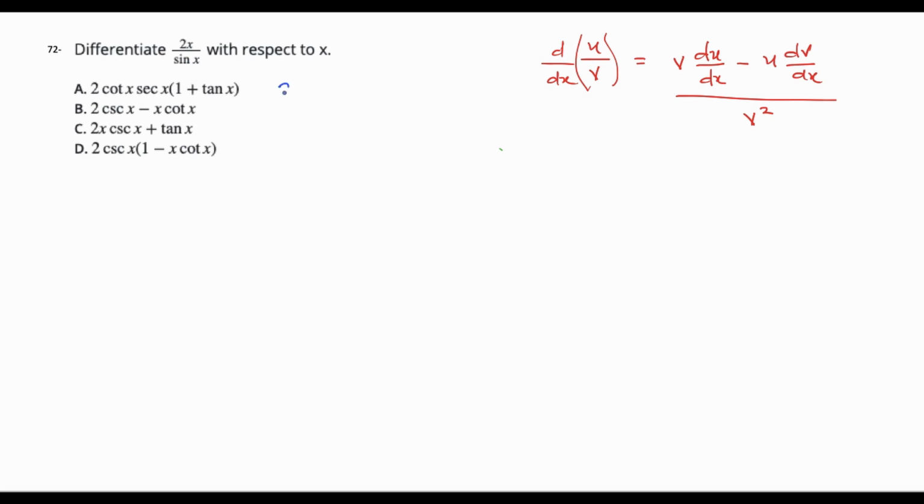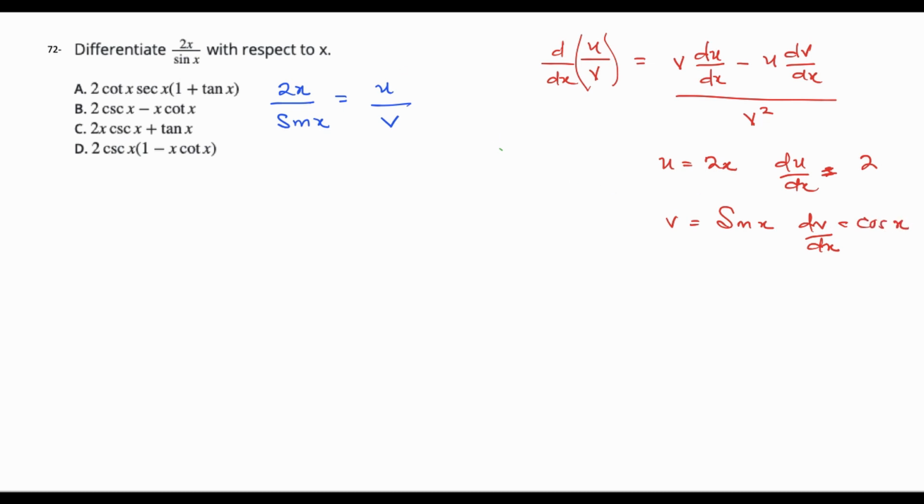So in this case, we have 2x divided by sine x. So 2x is equal to our u, and sine x is equal to our v. So if we have that u equals 2x, then du dx, the differential of 2x, is simply 2. And if we have that our v equals sine x, then dv dx, the differential of sine x, is simply cos x. So now we can go ahead and solve our differential here.